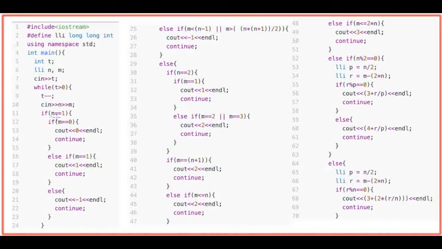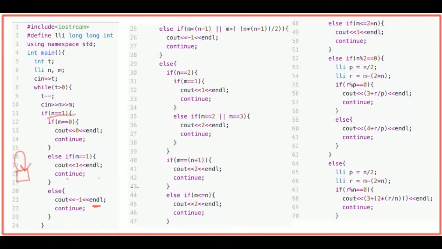So if n equal to 1, means I have one computer, then if the cables are 0, then I will have 0. If the cable is 1, then my data connectivity factor is 1. If I have more than 1, if you see one computer only, and at max I can do is this. If I have more than this, I cannot connect it, right? So answer will be -1.